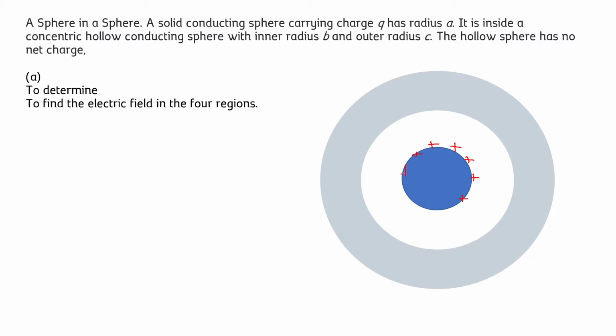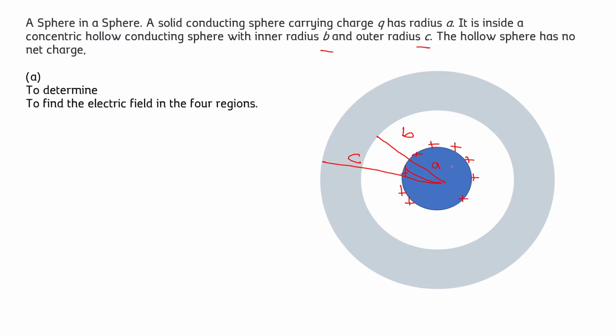Now here is another sphere, which is also a conducting sphere, having an inner radius b and outer radius c. So we can see here the inner radius is b and the outer radius is c, while the inner sphere has a radius a. Now we have to determine what the electric field would be in these 4 regions.